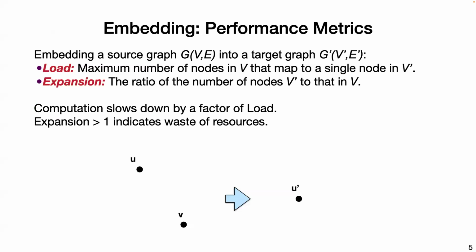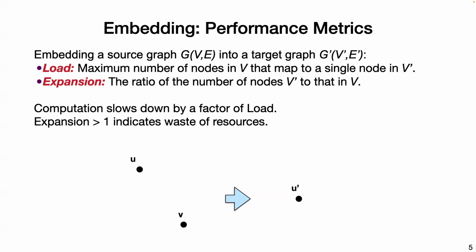And for nodes, there are another two metrics. One is called load, and load is the number of nodes in V that are going to map into a single node in V prime. So it does not have to be a one-to-one function. And expansion is the ratio of the number of nodes in V prime to that in V. The number of nodes in V prime could be more than those in V, or less.